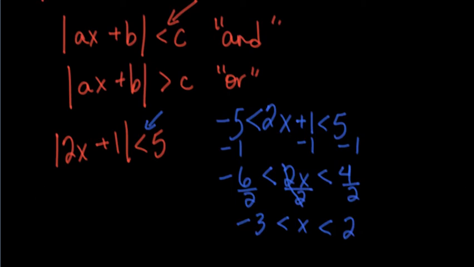Let's try it again, this time with a whole other symbol. So let's write a problem. The absolute value of 2x plus 4 is greater than or equal to 6. Notice the symbol has changed here. The symbol has changed, so now we're no longer talking about AND, we're talking about OR.